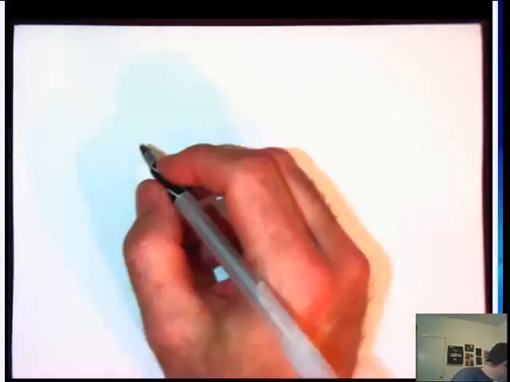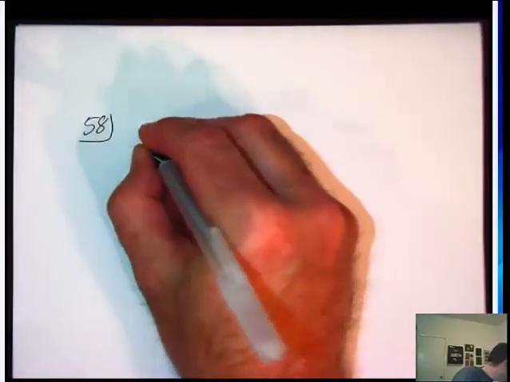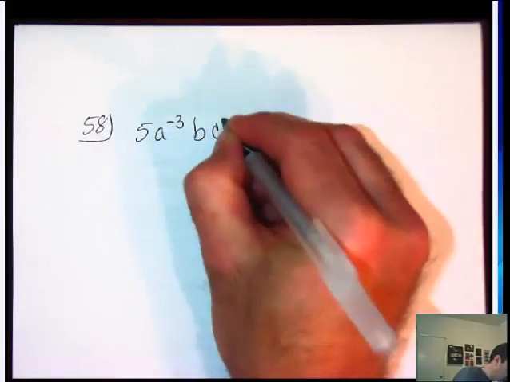So with that alternate way of thinking about it, if you want to move a factor across the fraction bar, it changes the sign of the exponent. And my goal is usually to not have any negative exponents.